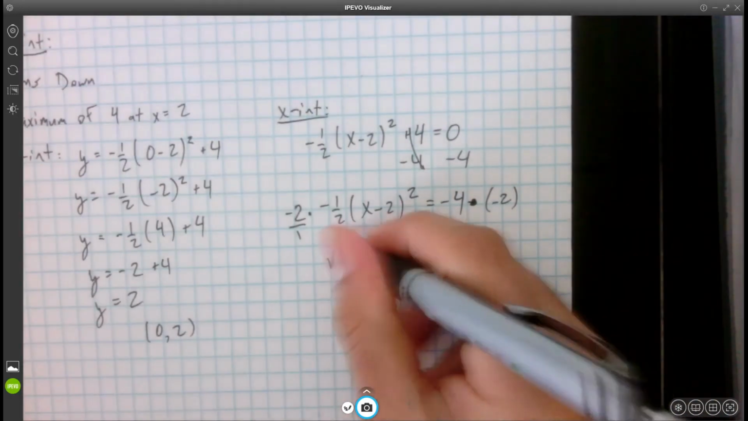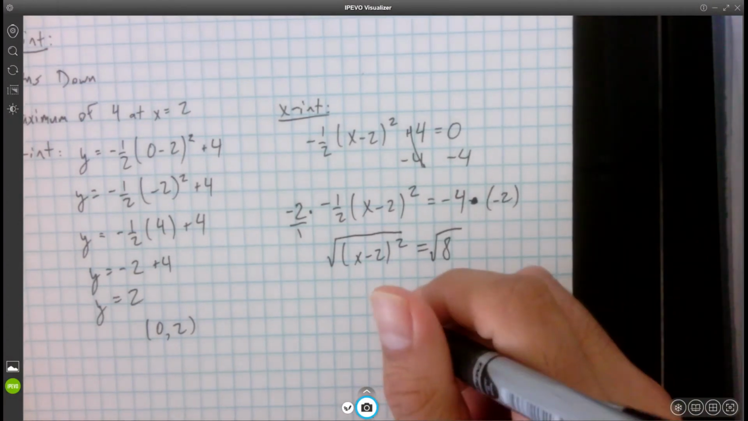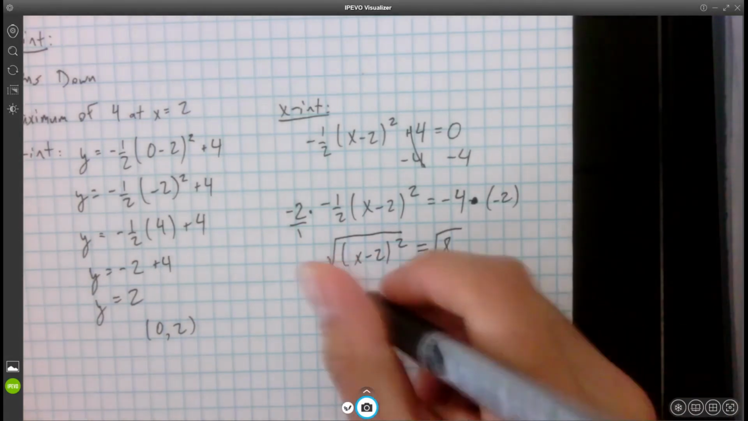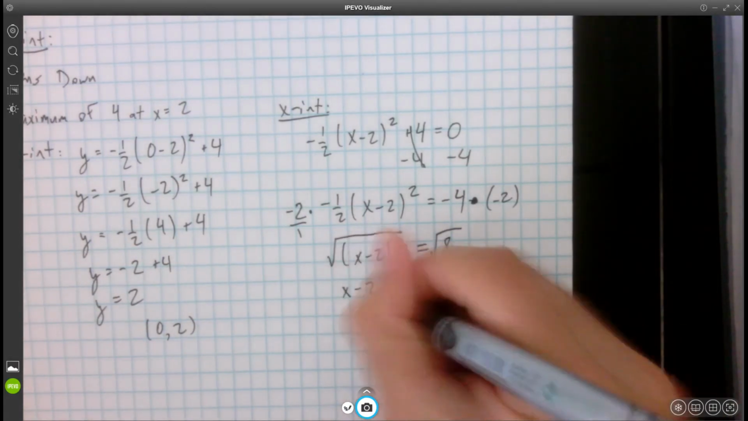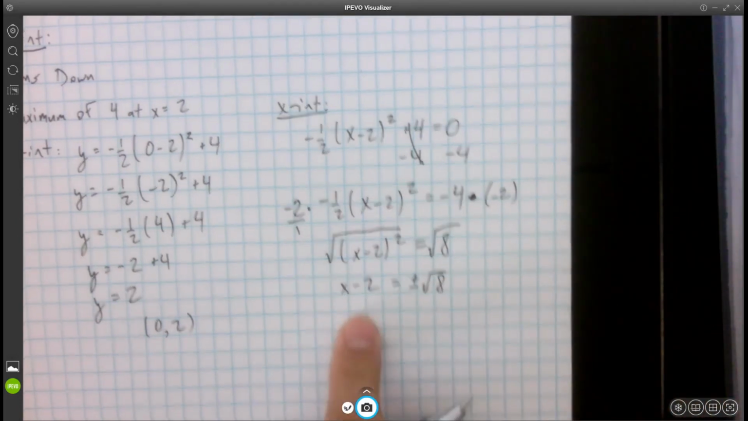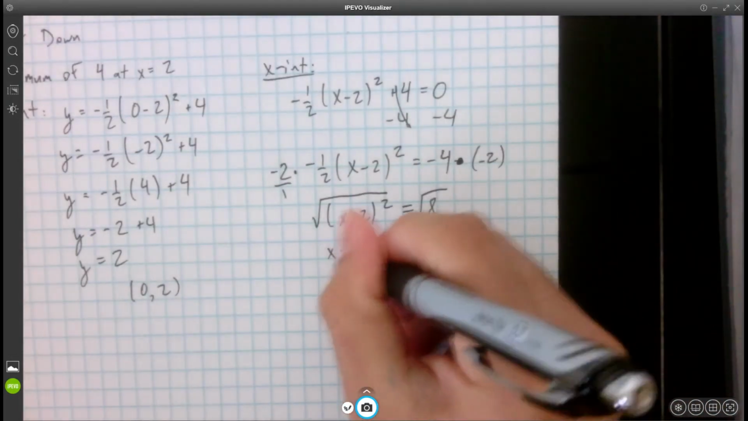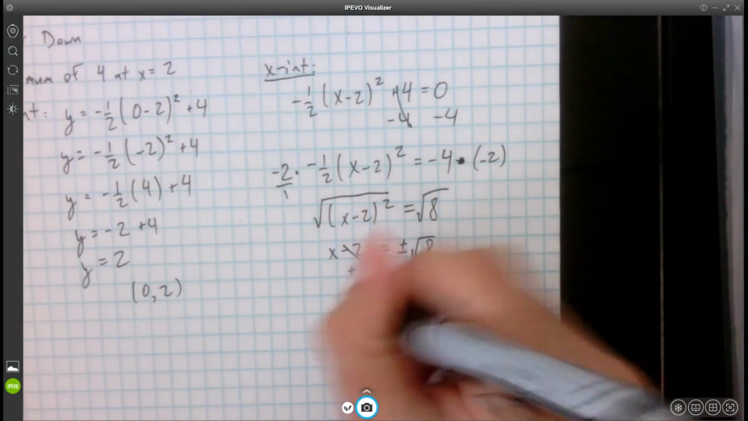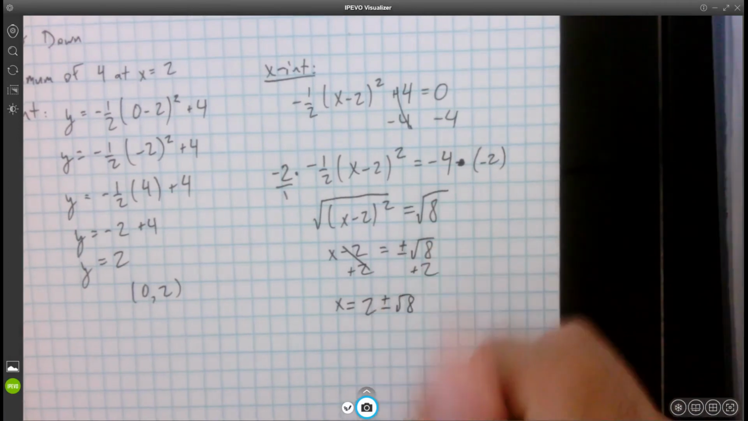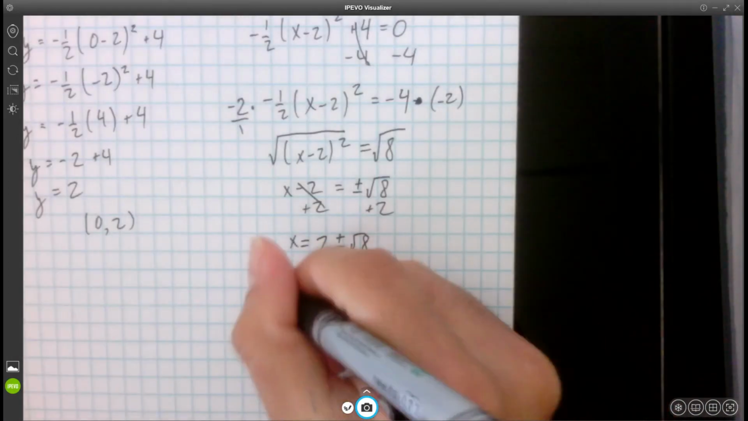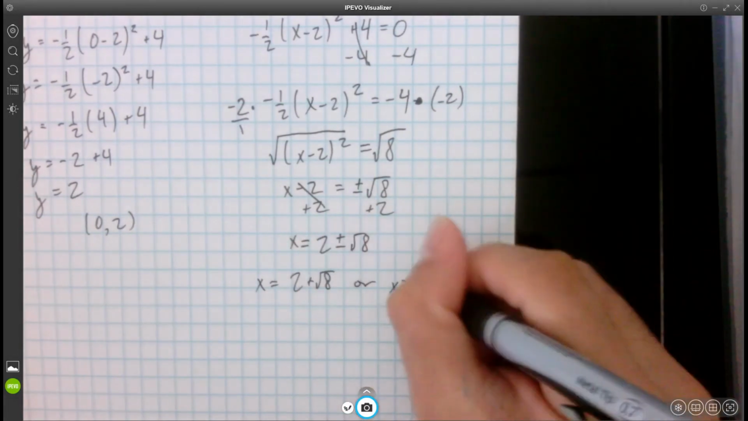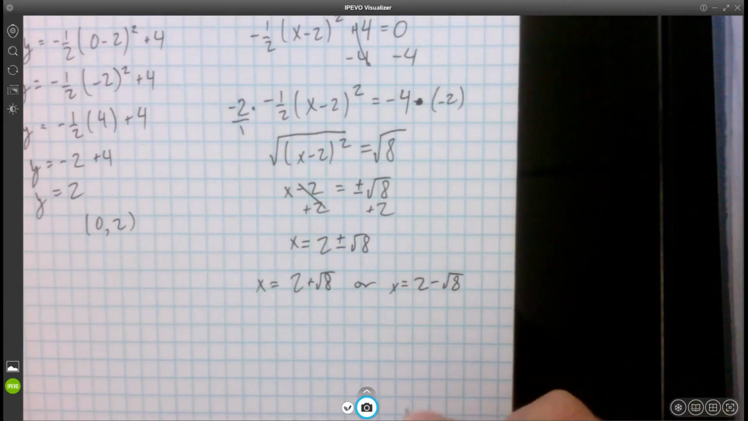Now I can take the square root of both sides. I'm left with x minus 2 equal to plus or minus the square root of 8. I add 2 to both sides, and those cancel. x is equal to 2 plus or minus the square root of 8. So x can equal 2 plus root 8, or x is equal to 2 minus the square root of 8.